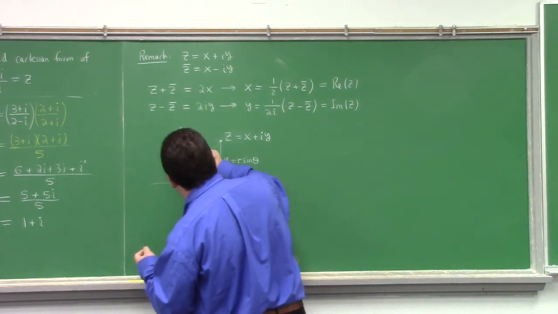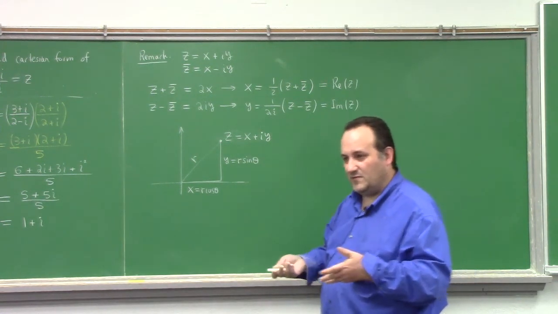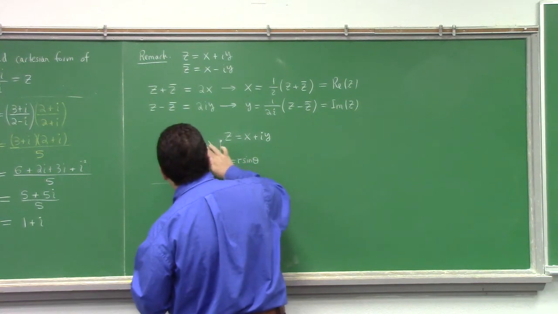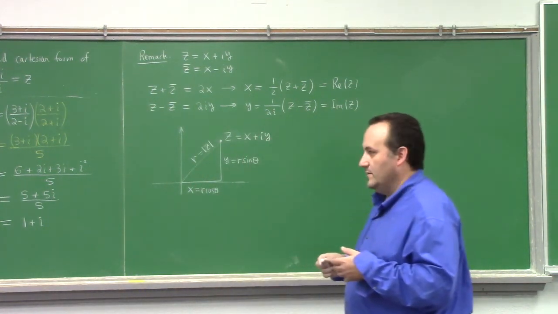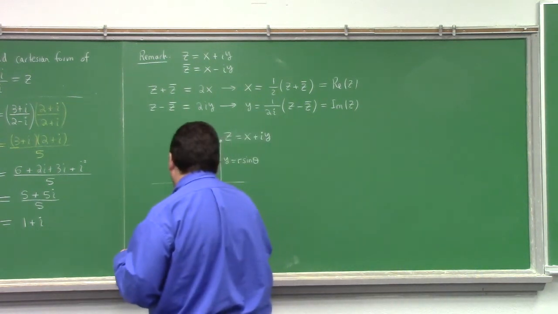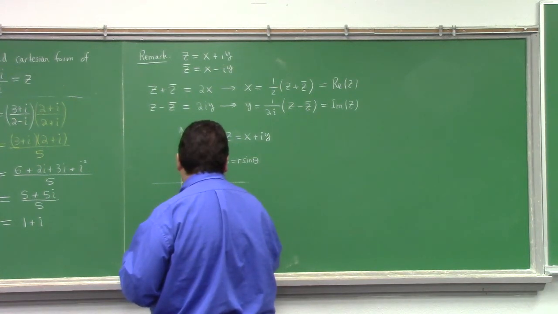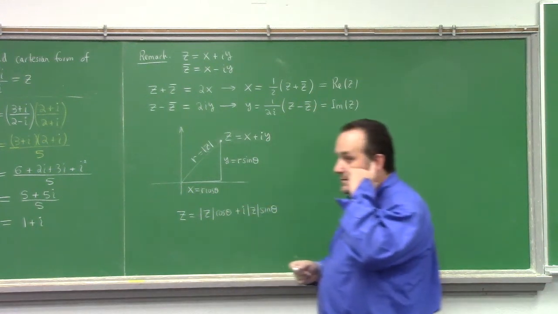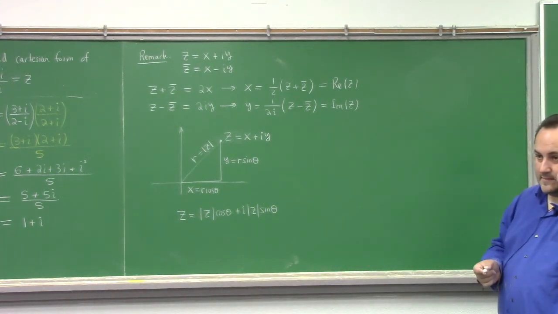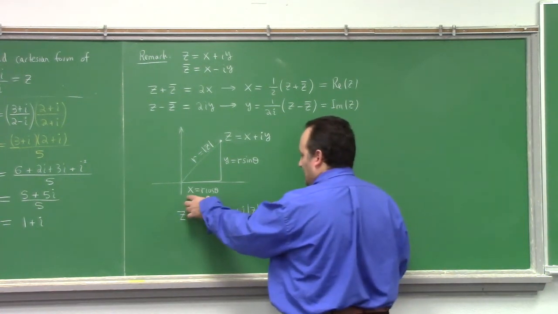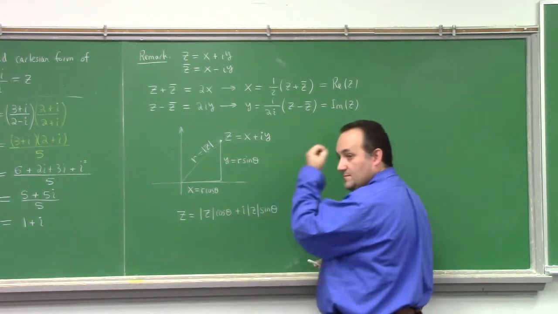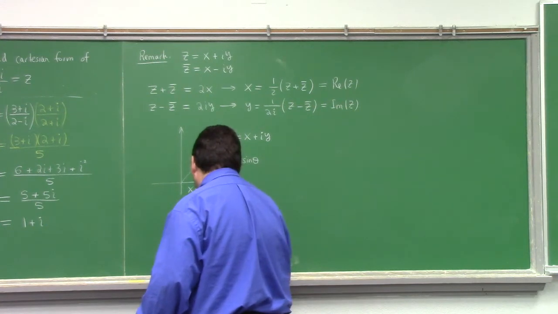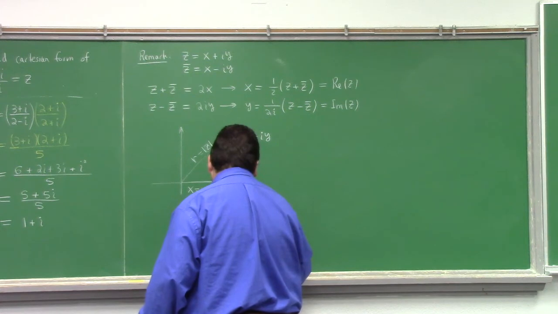r is the distance from the origin to the point, right? That's this r. But what else is that? We called that the absolute value of z, right? So r is equal to the length of z. So wait a minute. What we have then is z is the absolute value of z times cosine theta, plus i times the absolute value of z sine theta. All I'm doing is plugging this equation into here and this equation into here. Now, the next step is to factor out the length of z like this and write cosine theta plus i sine theta.